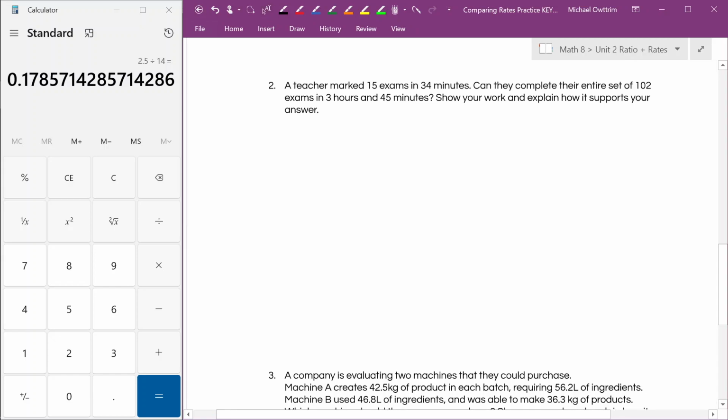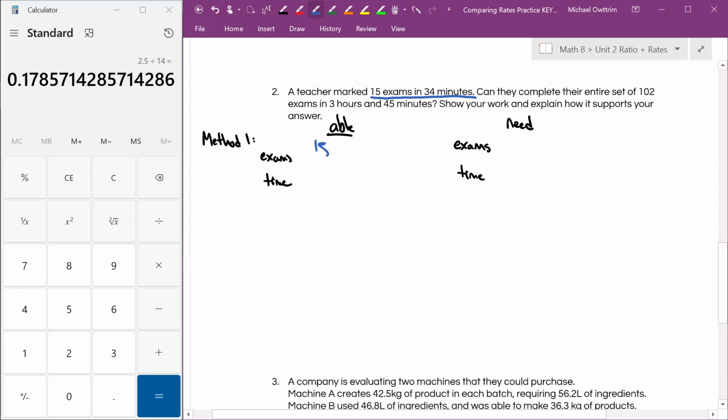So there's 2 possible methods here. We discussed these in class. One possible method would be to use our unit rates. And in this case, we want to compare what we are able to do with what we need to do to complete the task. So I'm going to compare exams and time in each of these. And so let's go ahead and say in what we're able to do, we are able to do 15 exams per 34 minutes.